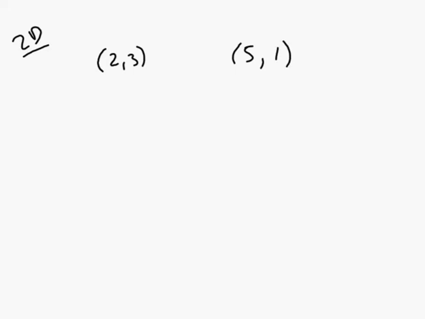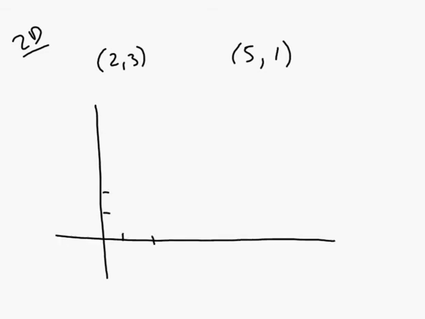So let's draw this picture and see what happens. Ready? So here we go. We draw our axes. 1, 2, 1, 2, 3. Here's the point (2, 3). 1, 2, 3, 4, 5, 1. Here's the point (5, 1).